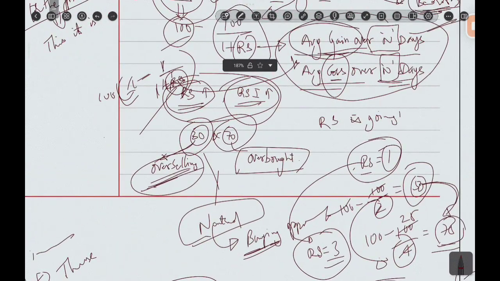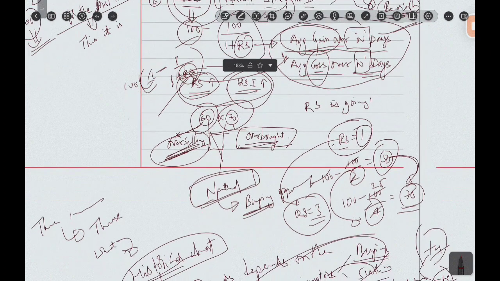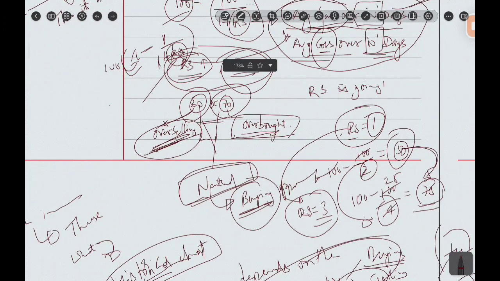And then another conclusion is, if the stock's RSI is less than 30, then it is in an oversold stage, and if greater than 70, it is in an overbought stage. If it is between 30 and 70, it is in a neutral stage. It may be a buying opportunity.